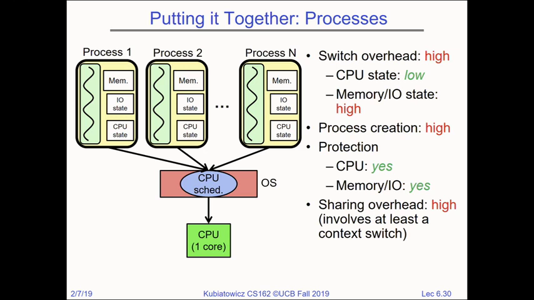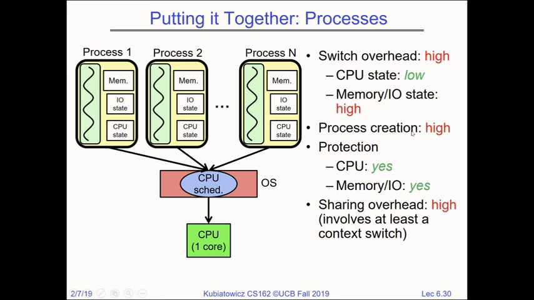And so on, and load in the next. Okay? And so the overhead of switching in this instance is a bit high because we've got to change the memory state. We've got to do a bunch of housekeeping, okay? Typically, the CPU state is a low switch. The memory I/O state's a little higher.